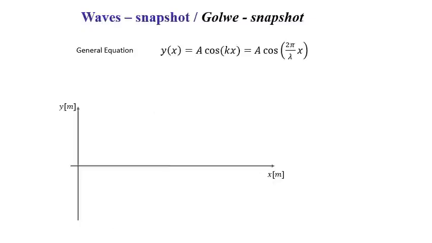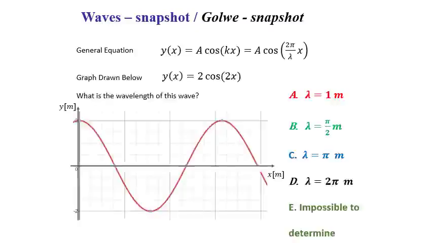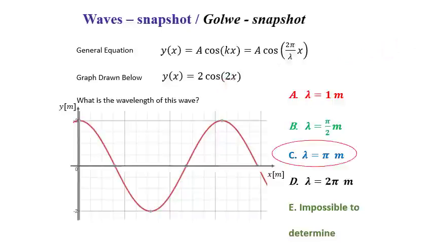All right, a couple of quick, easy questions. There's our general equation, and if I give you a specific value for k over here, can you tell me what the wavelength of that wave is, please? Pause the video now. Come back, so you should have got π meters.